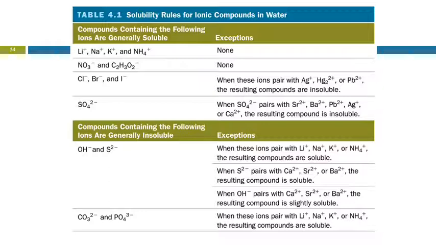Now that table looks a little scary, doesn't it? I'm going to actually erase most of it, and it's not going to be that bad. So this is how you do the table. The top half are compounds with these ions that are generally soluble, and then it lists some exceptions. In the bottom half, these sorts of compounds are insoluble with some exceptions. So if you just go through from top to bottom, then we can actually erase a whole bunch of this stuff. So you look at your compound. Does it have lithium, sodium, potassium, or ammonium ion in it? If the answer is yes, it's soluble. You're done. Doesn't matter what the other ion is.